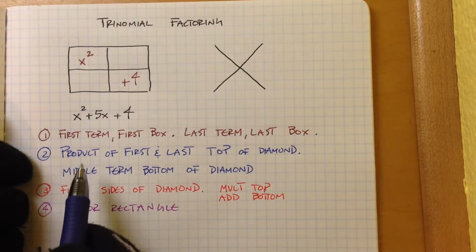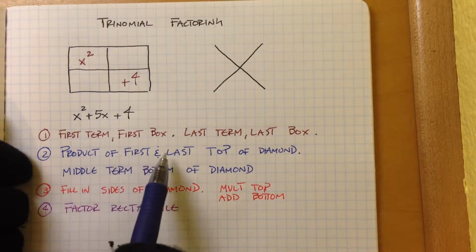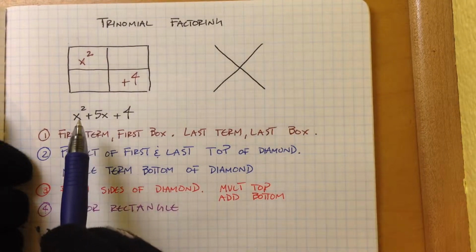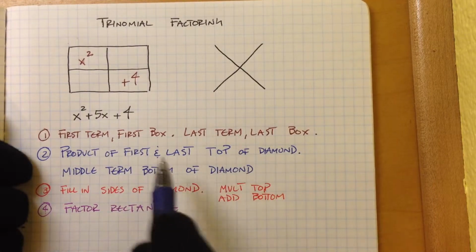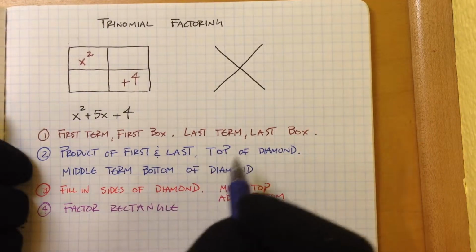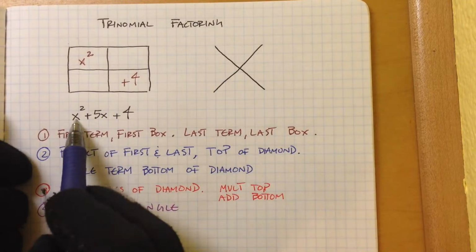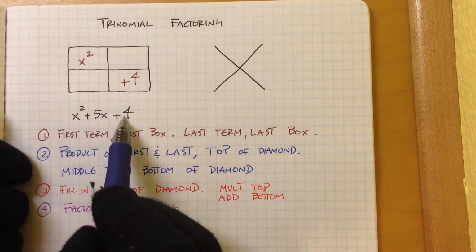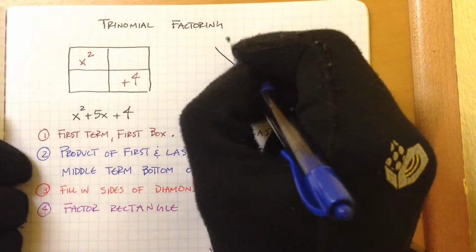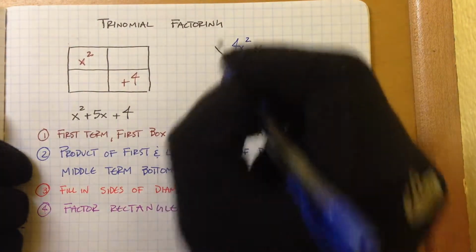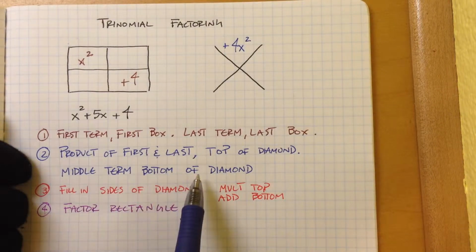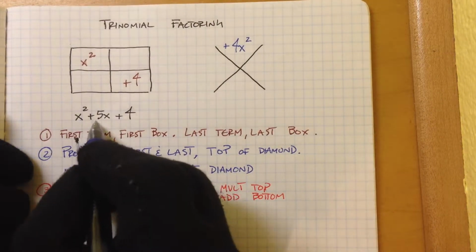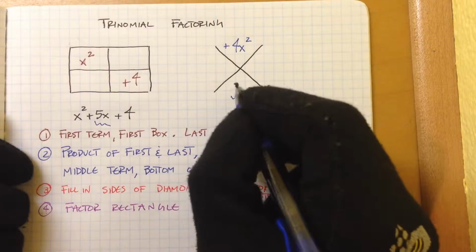We are on to step 2. So I take the product of the first and my last term. So x squared times 4, and that is the top of the diamond. So the product of the first and the last goes in the top of my diamond. So 4x squared. X squared times 4 is what pops up here. Positive 4x squared, and I'll leave my signs as well. Then the middle term goes in the bottom of the diamond. So the middle term right here, this 5x, shows up on the bottom.